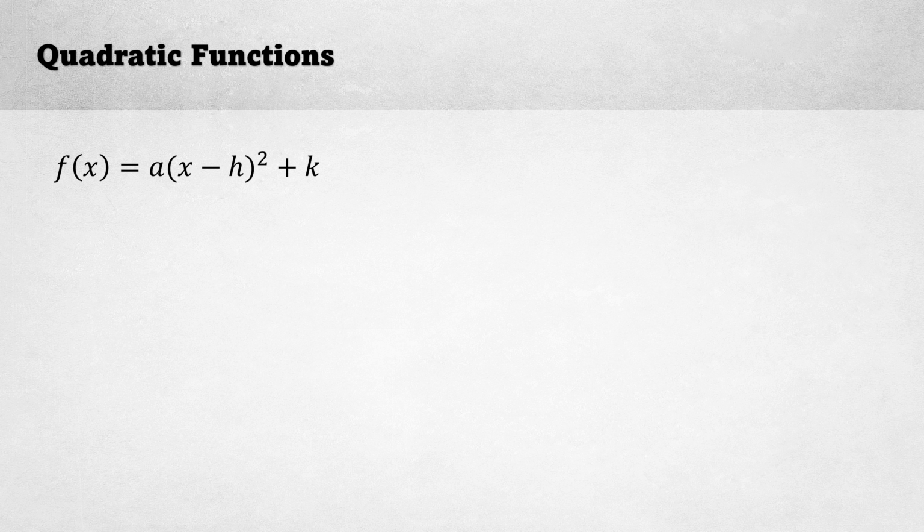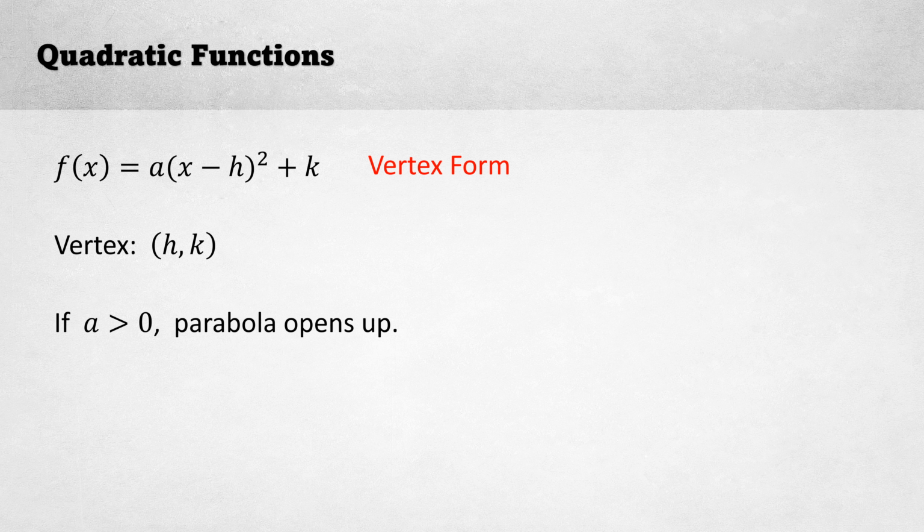Quadratic functions or parabolic functions have 3 different forms. f of x equals a times x minus h squared plus k is called the vertex form. The point with coordinates h, k is called the vertex of the parabola. If a is positive, the parabola opens up, and if a is negative, the parabola opens down.